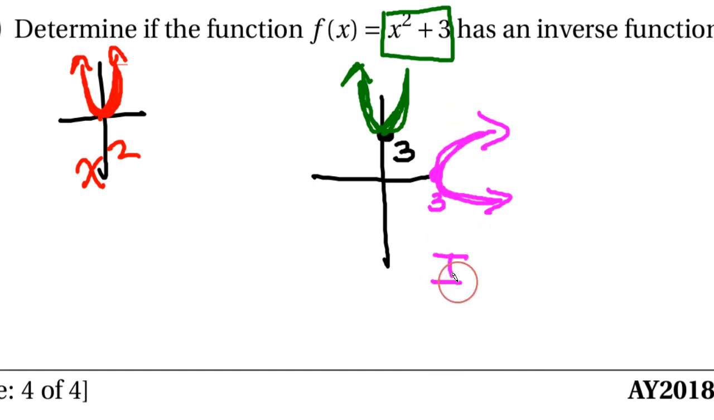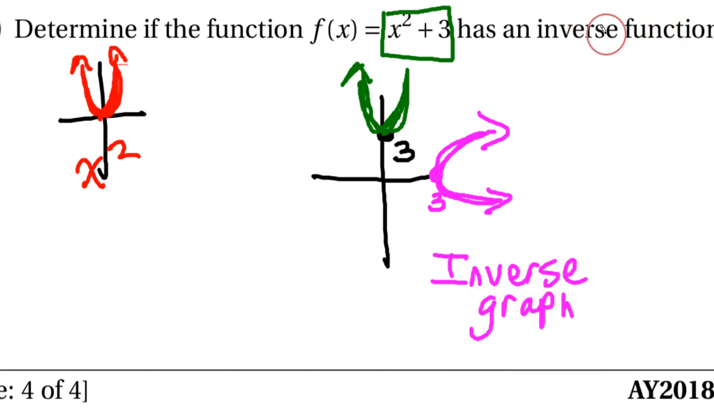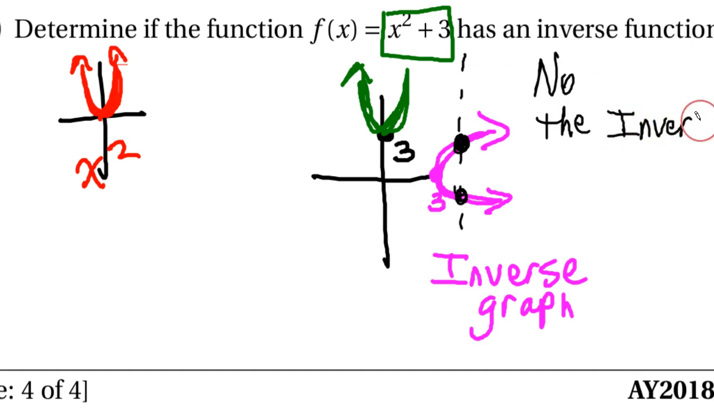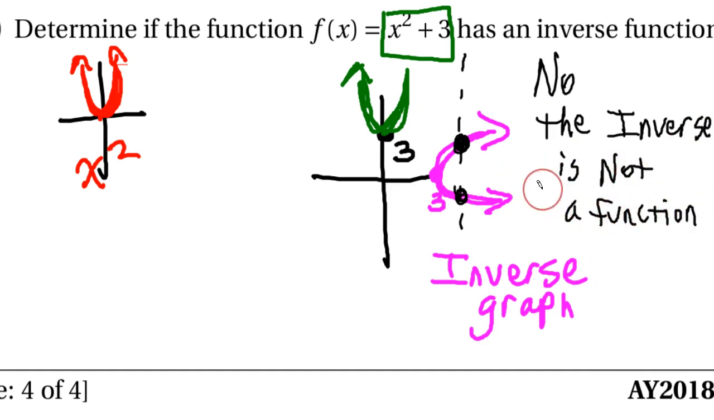This pink inverse graph doesn't necessarily mean that it's a function. So to test if it's a function, I need to say, okay, if I do my vertical line test, I can see that when I do the vertical line test, it hits the graph in more than one spot. So no, the inverse is not a function because it does not pass the vertical line test on the graph.